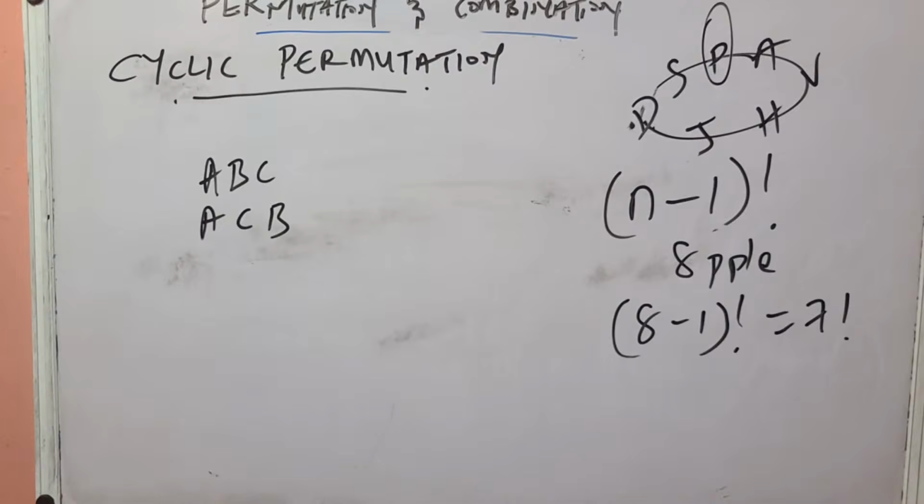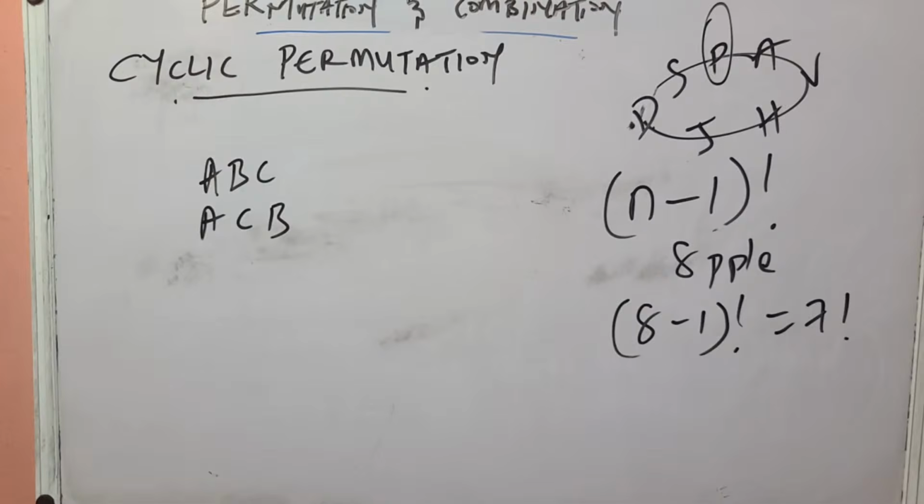So guys, in how many ways can 6 members of a board of directors of a company be seated around a circular table? Give me the answer in 2 seconds. In how many ways can 6 members of a board of directors of a company be seated around a circular table? What's the answer?